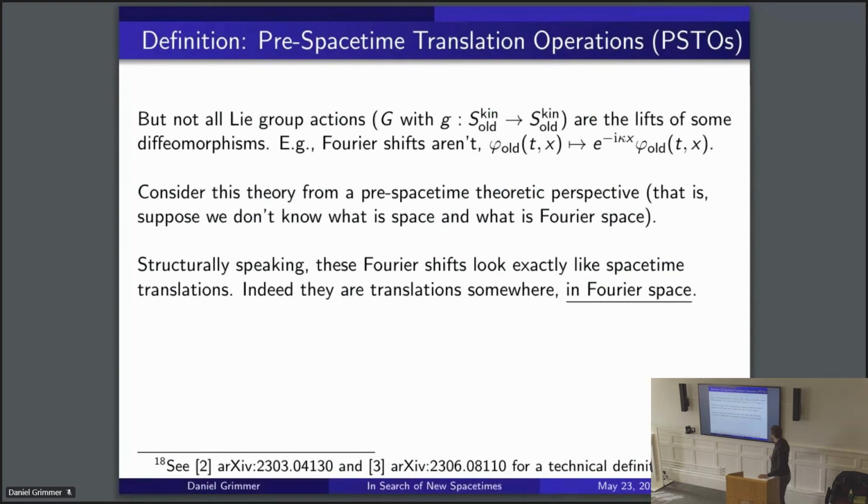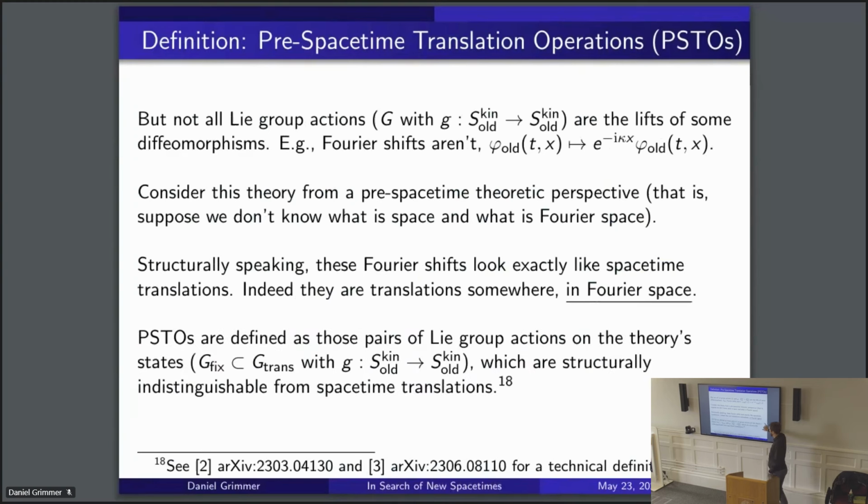But if you think about the theory from a pre-spacetime theoretic perspective, I don't know what space is and what Fourier space is. I just know there's a Lie group action on my states, and it looks a hell of a lot like a spacetime translation. And it is this translation somewhere in Fourier space. What I'm saying is we can build Fourier space from those Lie group actions. And this is in general what the definition of a pre-spacetime translation operation is.